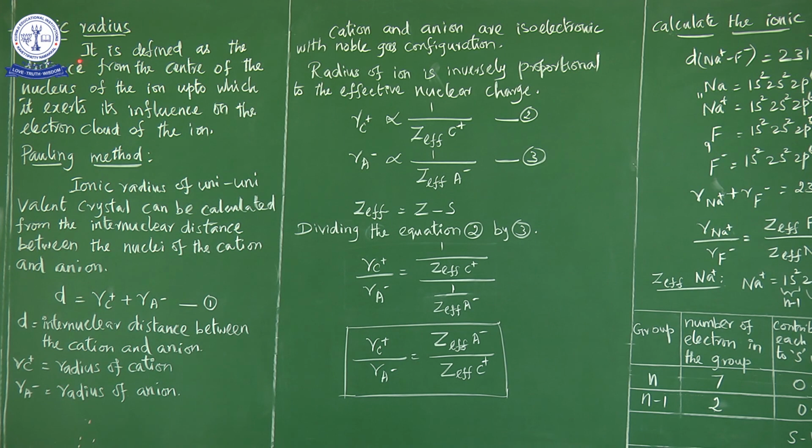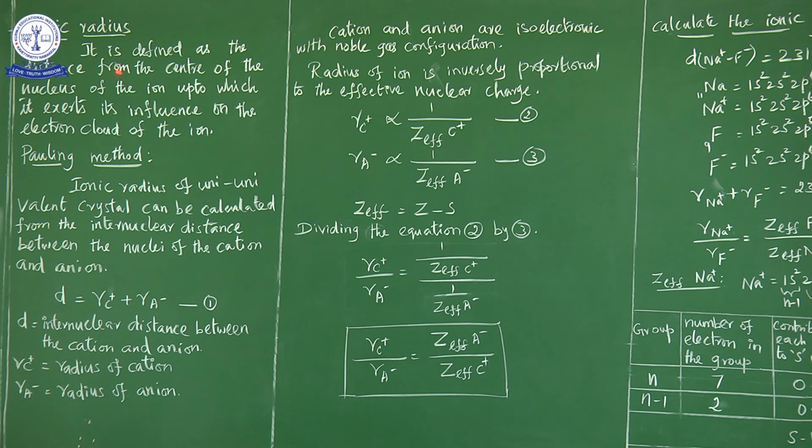So how is it defined? It is defined as the distance from the center of the nucleus of the ion up to which it exerts its influence on the electron cloud of the ion. So maximum influence of the nucleus on the electron cloud. In an atom, it is defined as the distance between the center of the nucleus to the valence electron. So ஒரு atom-ல distance-ஐ measure பண்ணா that is atomic radius. But if it is measured in an ion, it is called an ionic radius. கொஞ்சம் statement மட்டும்தான் differ ஆகும், but the same meaning.